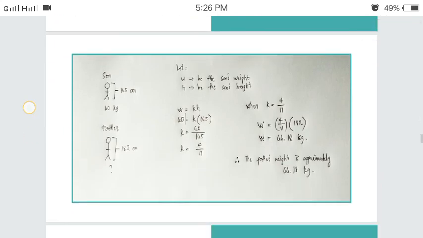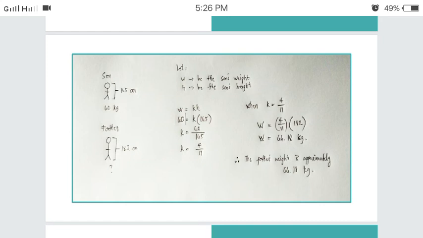So here's the proof. The son stands 165 centimeters and weighs 60 kilograms. Let W be the son's weight and H be the son's height. So W is equal to K times H. W is equal to 60, the weight of the son, is equal to K, the constant, times 165, the height. So K is equal to 60 over 165, or 4 over 11.